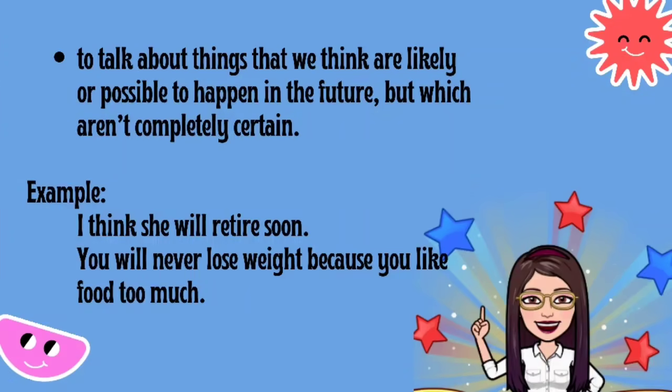Second is to talk about things that we think are likely or possible to happen in the future, but which aren't completely certain. Example, I think she will retire soon. You will never lose weight because you like food too much. The sentences explain that the action is likely to happen, but we are not yet certain.